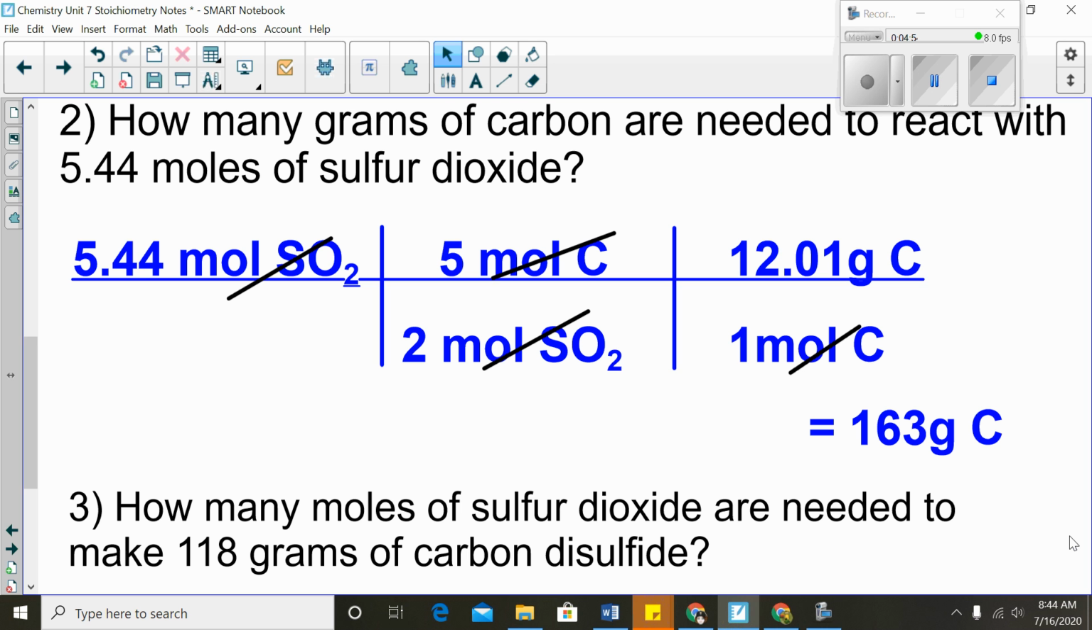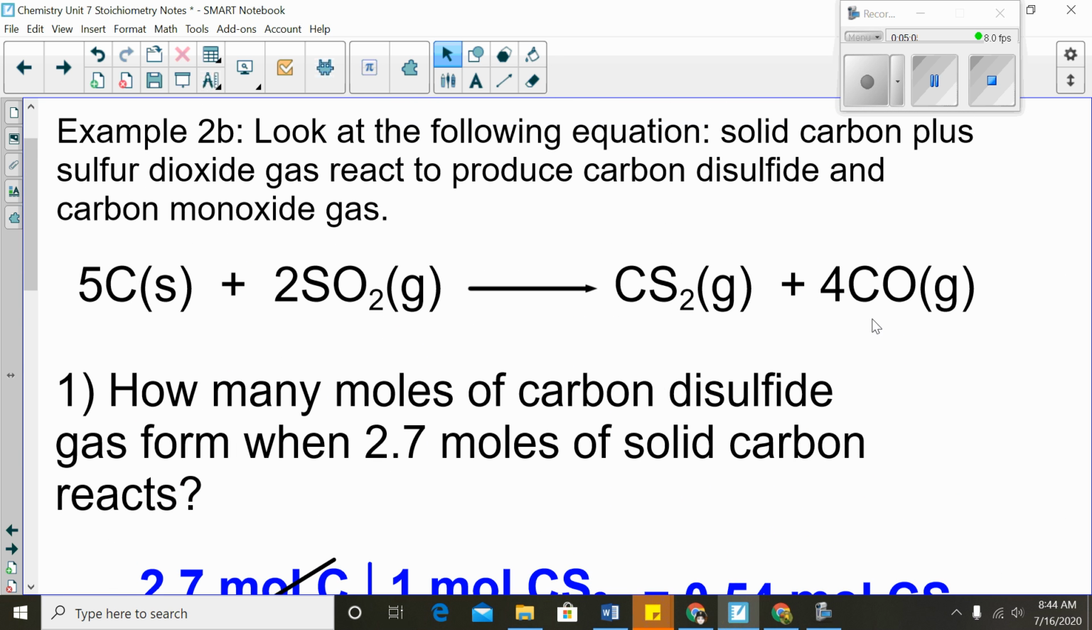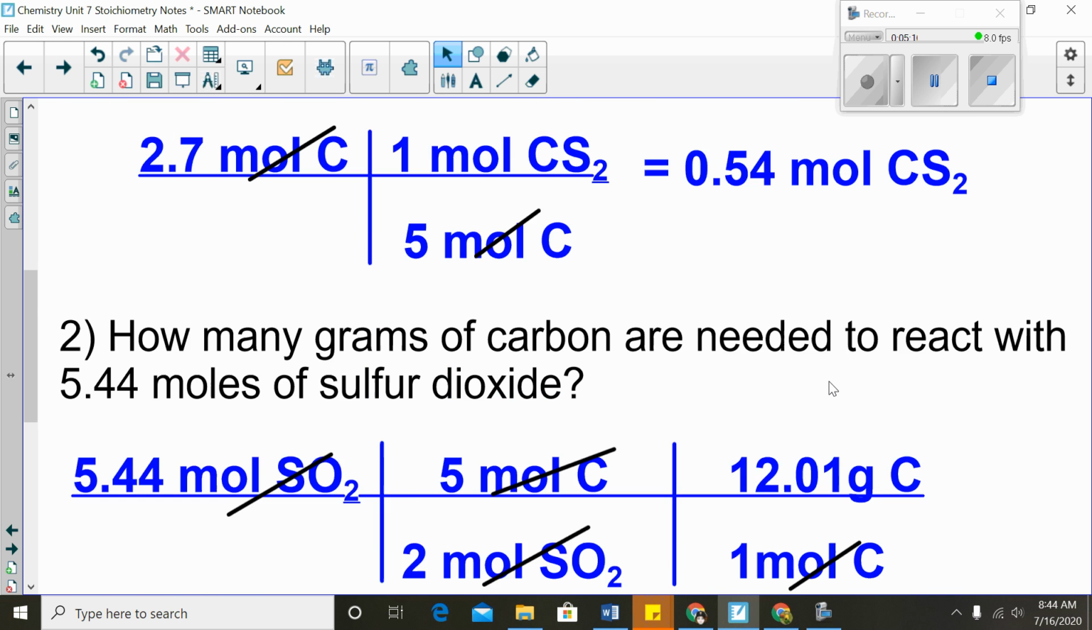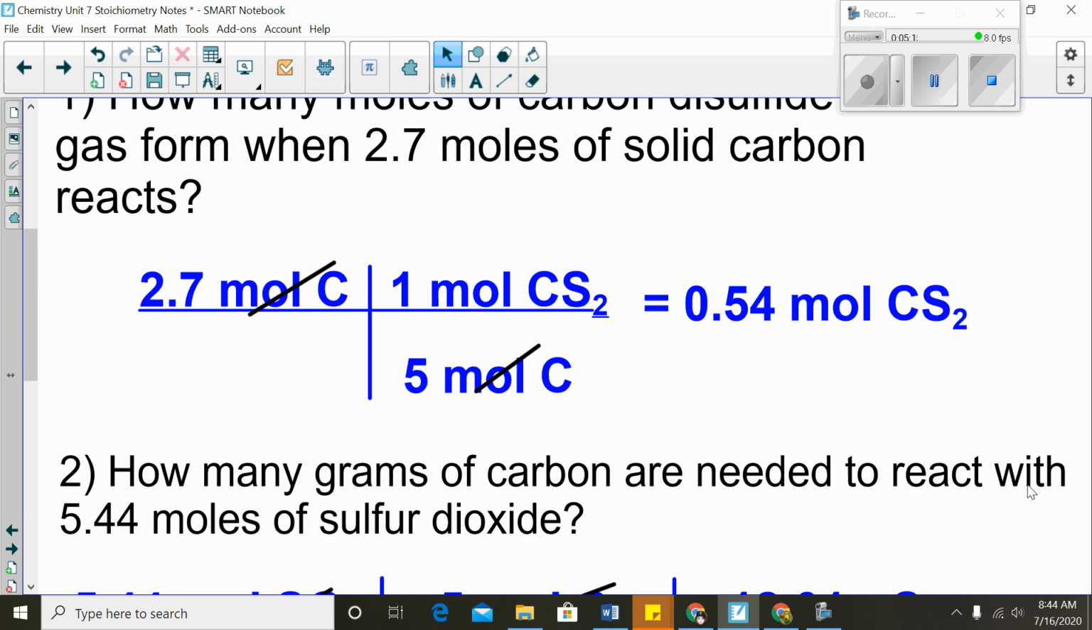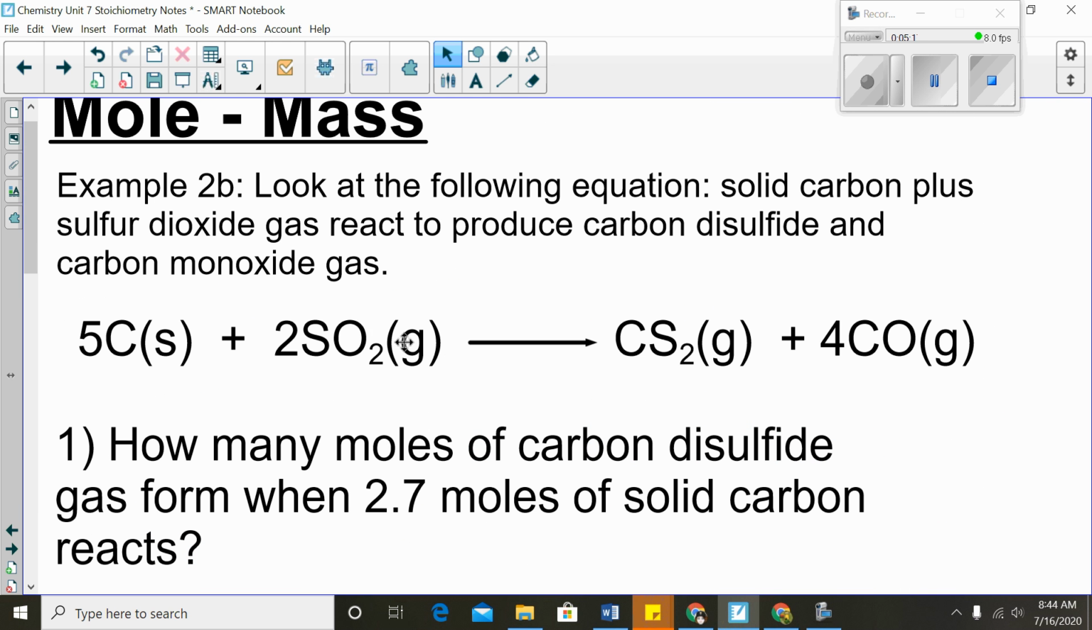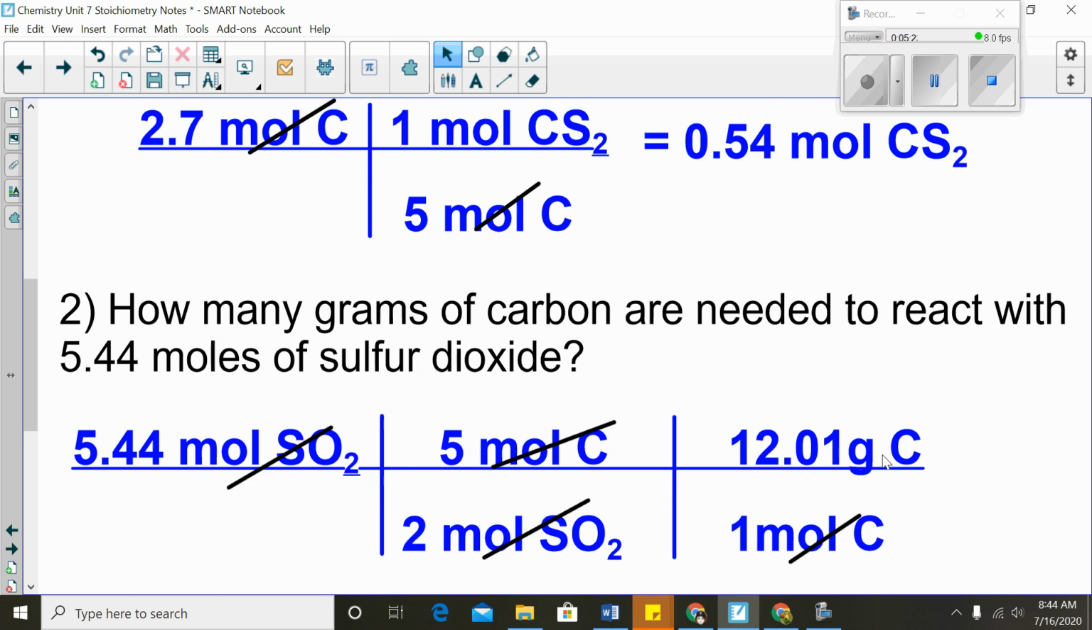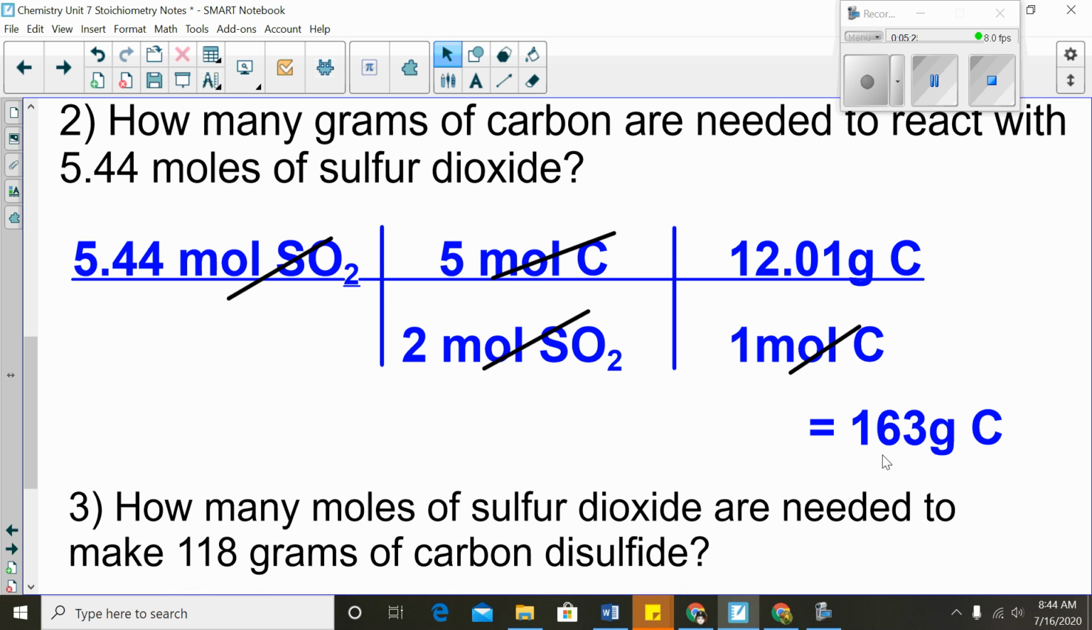How many moles of sulfur dioxide are needed to make 118 grams of carbon disulfide? So you know how much product you have. You have 118 grams of CS2, carbon disulfide. Now, what you're trying to find is how many moles of SO2 you need to make that much product. So now you're starting with grams and being asked to find moles. So you're basically reversing what we did in step 2 here.